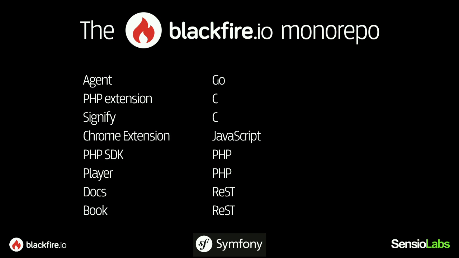Blackfire is not an open source project. This is a private project, and it is much smaller. It's just about 10 people and about 10 different projects. But we are also using a monorepository with many different languages. So we can see that we have some C code, Go, PHP, JavaScript, and some more. The documentation and the books are also part of the main repository.